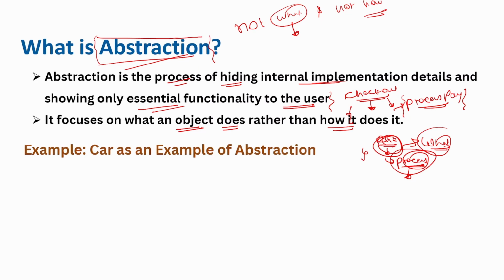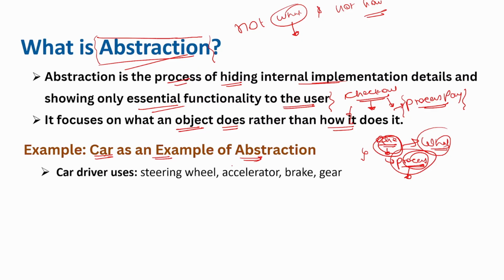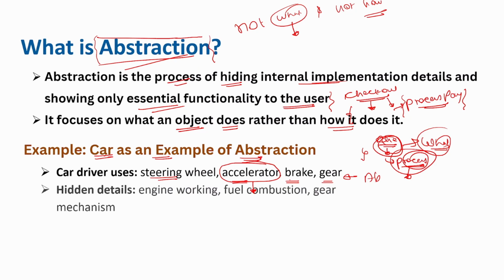We can understand abstraction with the help of an example: a car. In the car, the driver uses the steering wheel, accelerator, brake and gear. These are all abstractions because the driver only knows that when he presses the accelerator, the speed of the car will increase, and when he lets go of the accelerator, the speed will decrease. The driver does not need to understand how the accelerator works, how the engine works, or how the fuel works. This is a clear example of abstraction.